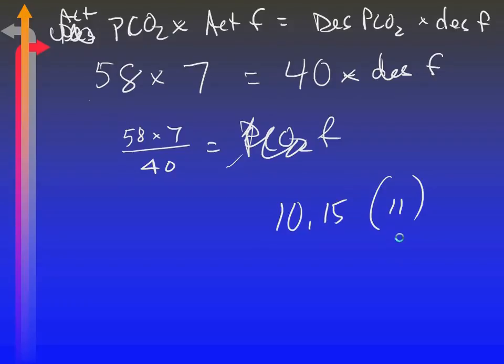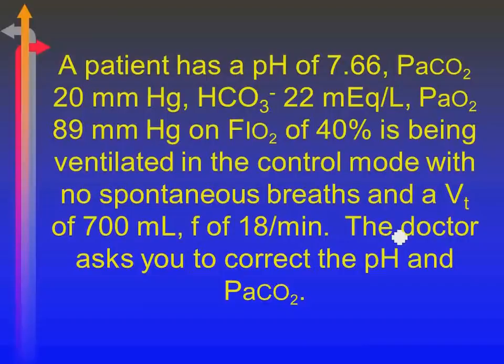Patient has the blood gas shown here. He's in the control mode. No spontaneous breathing. Tidal volume 700, frequency of 18. Doctor asks you to correct the pH because we're a little bit alkalotic. Would you not agree that that's the worst of the problems? Yeah. What's causing the alkalosis? Yeah, it's a respiratory problem, right? So where do I want to put my rate or my tidal volume to be able to get to that point?